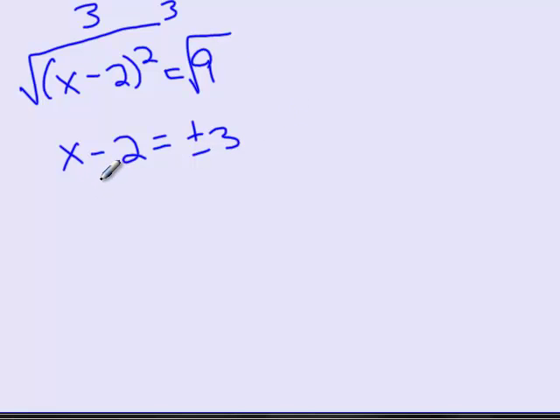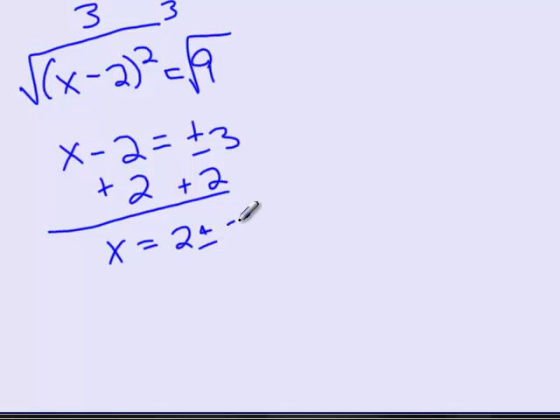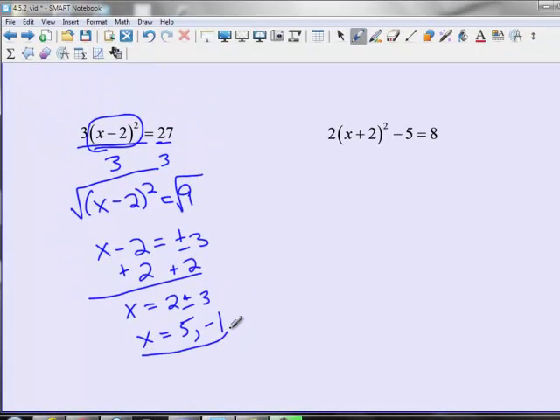Last part, get the x by itself. I'm going to add 2 to the left, add 2 to the right, and I get x equals 2 plus or minus 3. What's 2 plus 3? Well, that would be 5. And 2 minus 3 would be negative 1. And so x could equal either 5 or negative 1. And when I have that straightened out, that is my answer.